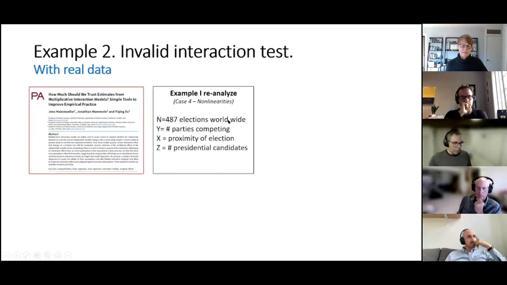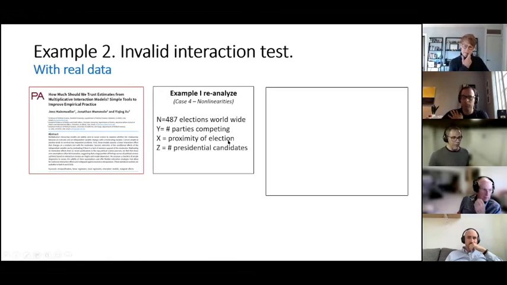They're looking at elections worldwide. It's a bit of an unusual regression. They're trying to predict how many parties will compete. I guess in the US there are many parties; we just hear of two of them, but there are many. And then how close to the election it is, and how many presidential candidates there are. I'm not a political scientist, so I cannot quite work through the logic of the theory, but there are many papers studying this kind of question.